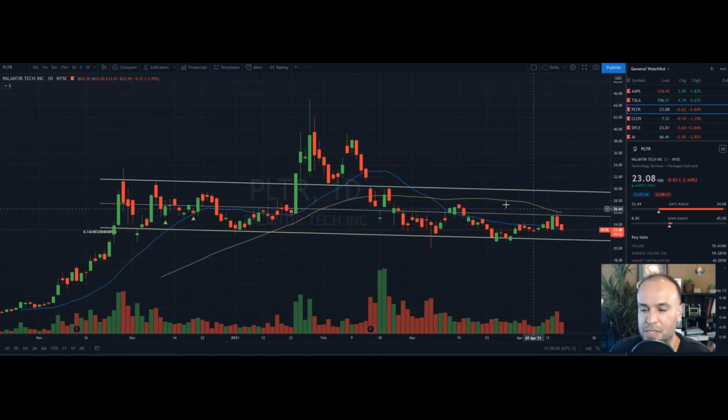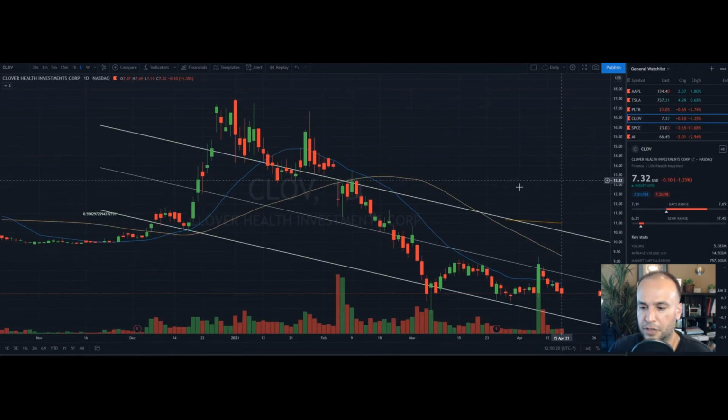The 27.50 has been a strong resistance, and back down here is the 21 level. A lot of the higher lows and higher highs on some of these doesn't apply anymore, and unfortunately it's just sideways consolidation for a lot of these stocks. And Clover is no different.